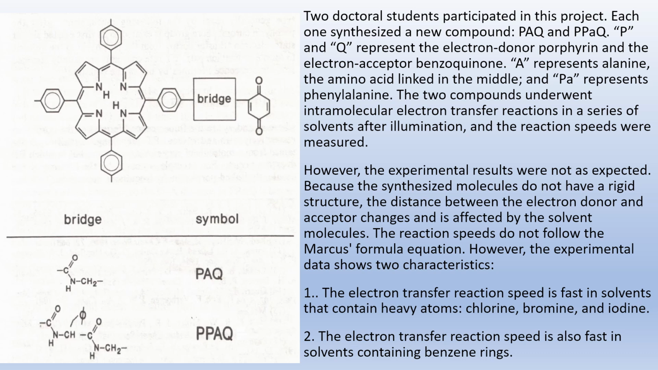Because the synthesized molecules do not have a rigid structure, the distance between the electron donor and acceptor changes and is affected by the solvent molecules. The reaction speeds do not follow the Marcus formula equation. However, the experimental data shows two characteristics. 1. The electron transfer reaction speed is fast in solvents that contain heavy atoms, chlorine, bromine, and iodine. 2. The electron transfer reaction speed is also fast in solvents containing benzene rings.